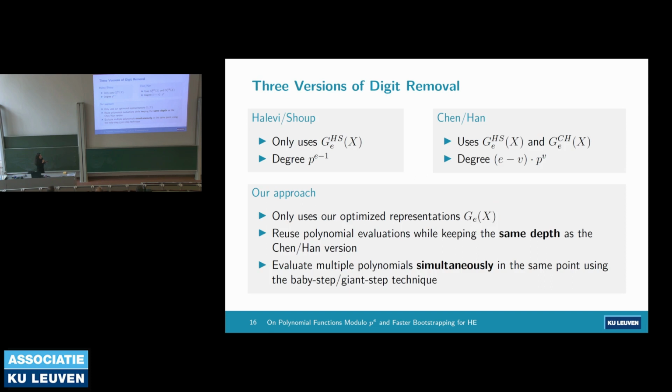In comparison to Halevi-Shoup and Chen-Han digit removal, our realization of the digit removal procedure has 3 main differences. We exclusively use our optimized representation, and we reuse these representations as much as possible. We also evaluate multiple polynomials simultaneously using the baby step, giant step technique.